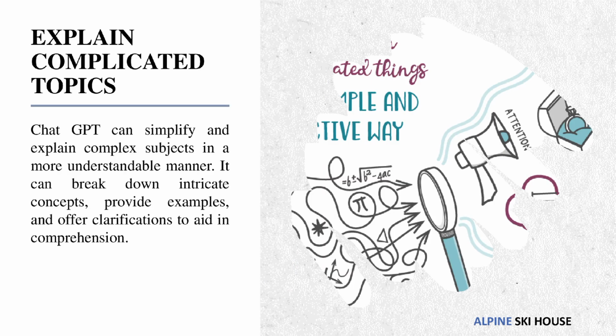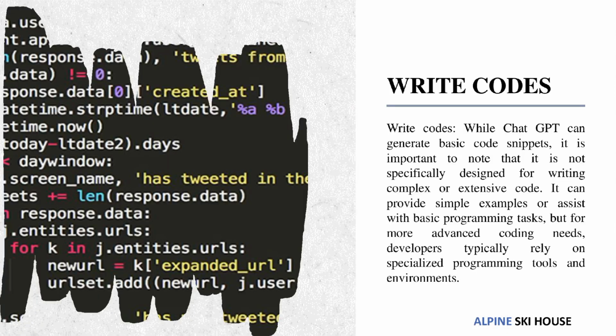Explain complicated topics. ChatGPT can simplify and explain complex subjects in a more understandable manner. It can break down intricate concepts, provide examples, and offer clarifications to aid in comprehension.